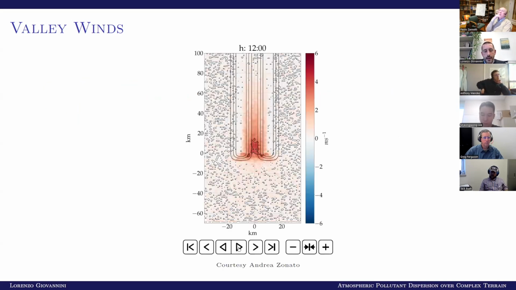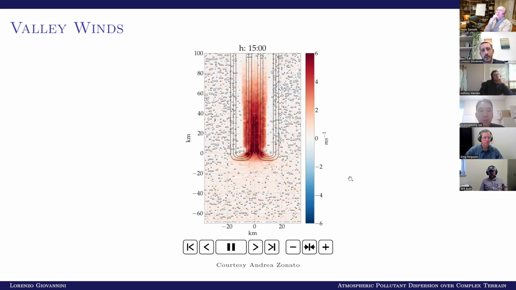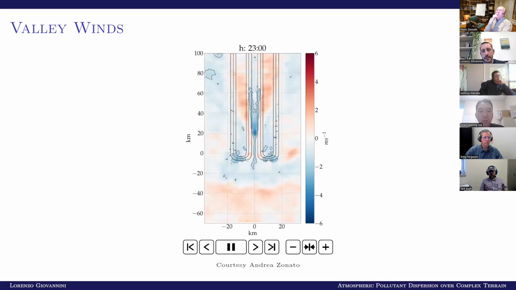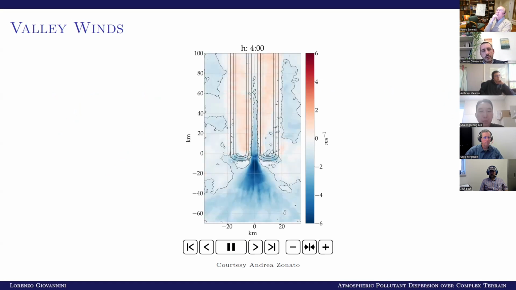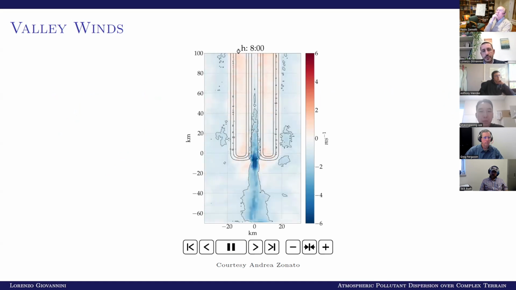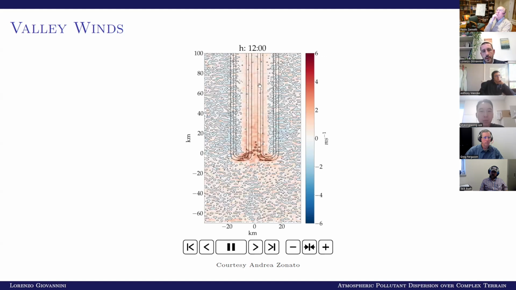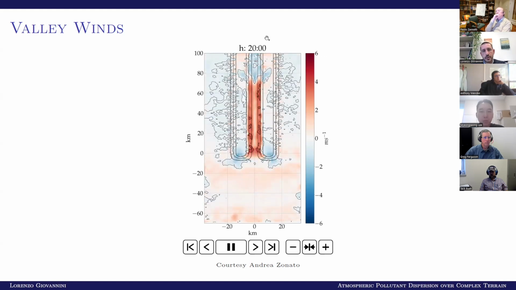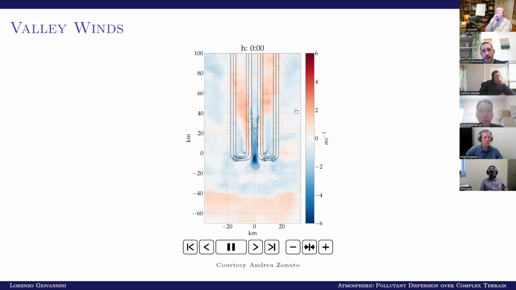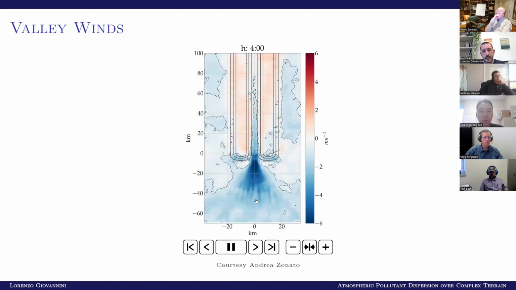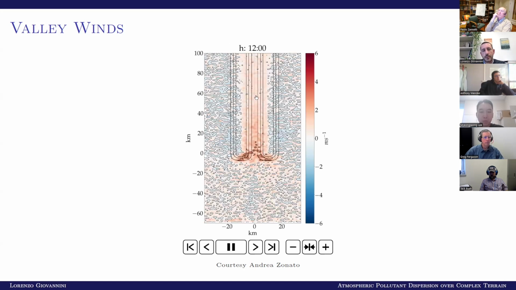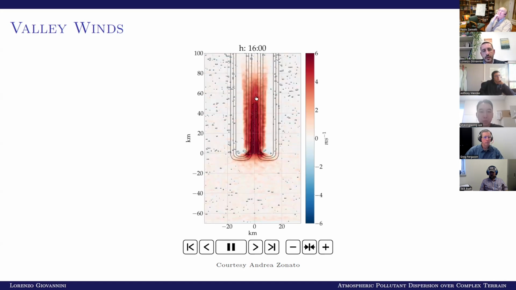This is an animation of an idealized simulation that we performed with the Weather Research and Forecasting model of, let's say, this thermally driven circulation over an idealized valley. Here you can see the two ridges, and this is the valley floor. You can see here the results every hour, and the colors represent the meridional component of the wind, so the south-north component of the wind.